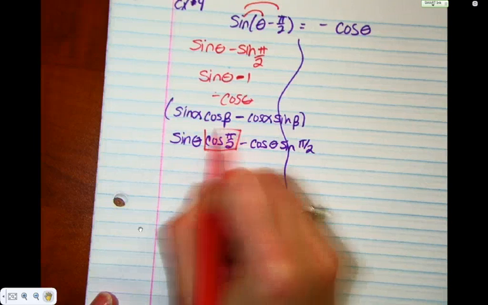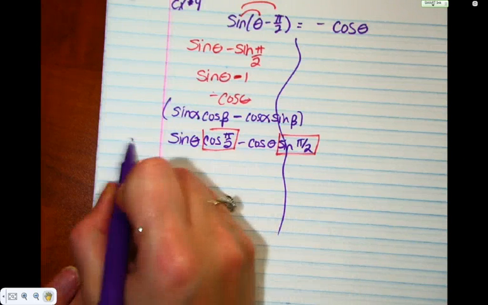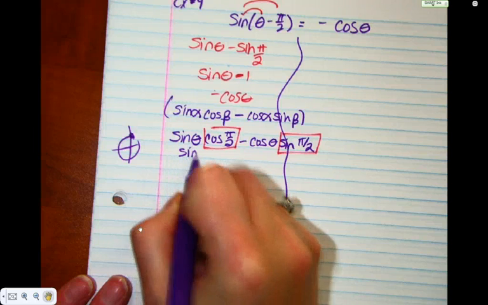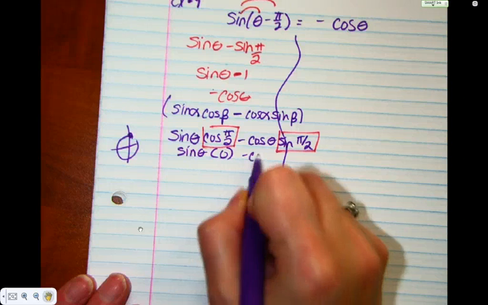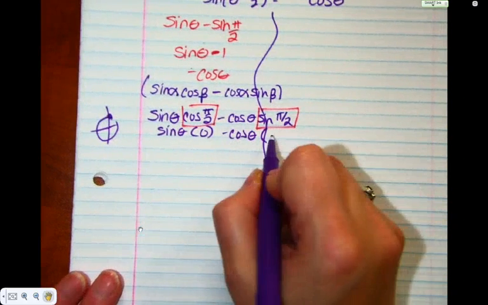Cos pi on 2 is a number, and sine pi on 2 is a number. So we're going to put those numbers in right from the unit circle. Top of the circle, what's the cos value? 0. Top of the circle, what's the sine value?